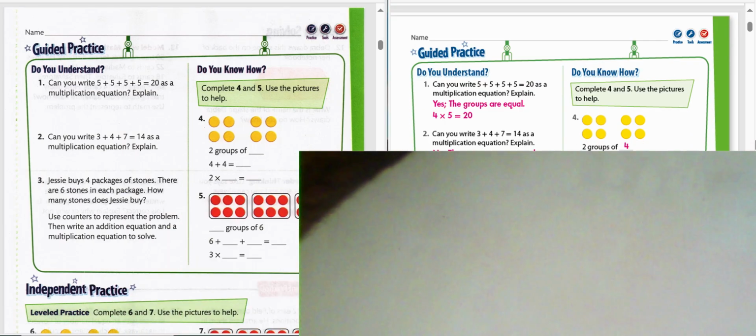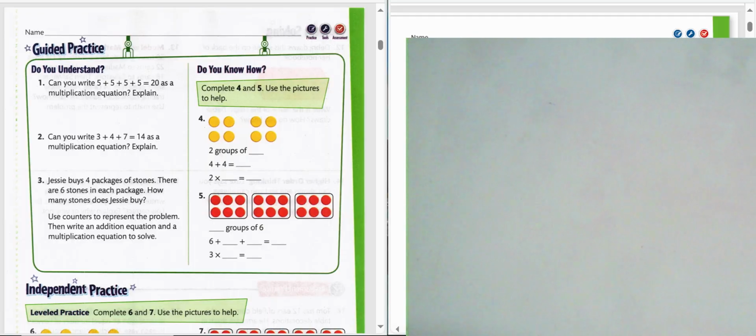Look at the steps here. You can solve this by yourself. How many groups do we have? 2 groups. How many elements in each group? We have 4 elements. 2 groups of 4. Equivalent to 4 plus 4 equals 8. Equivalent to 2 times 4 equals 8.